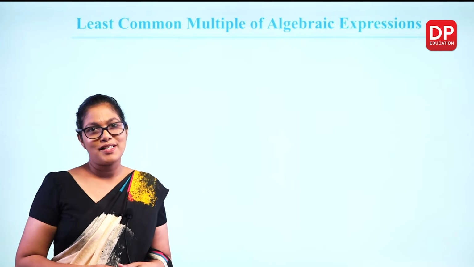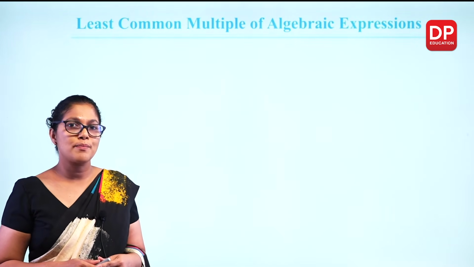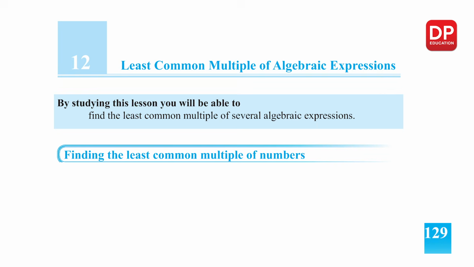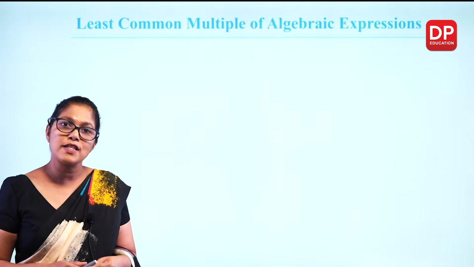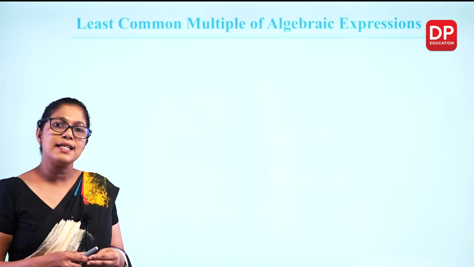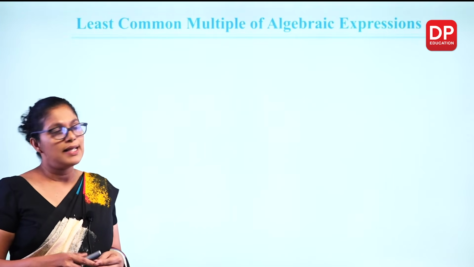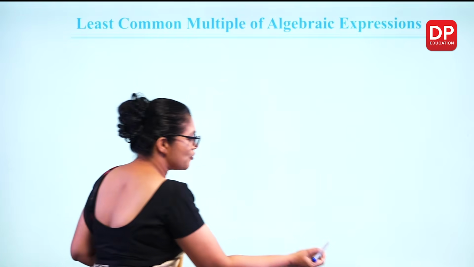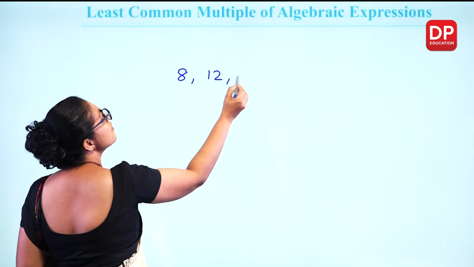Hello grade 10 students. Today I am here to teach you chapter 12 in your textbook, called least common multiple of algebraic expressions. So before we start algebraic expressions, we'll take several numbers and identify how to get the least common multiple. So let's take the three numbers 8, 12, 24.